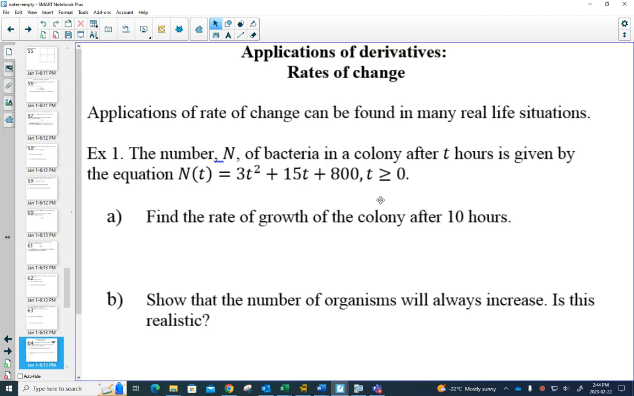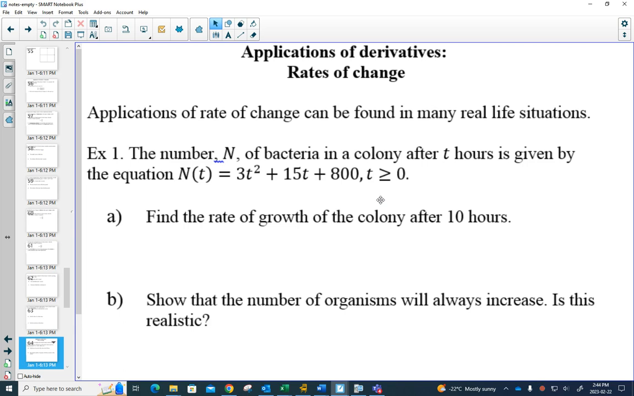Rates of change is the next application of derivatives topic. Real life situations where you're trying to find out how fast things are changing. So anytime you have an equation with respect to time, you can find a rate of change with that.